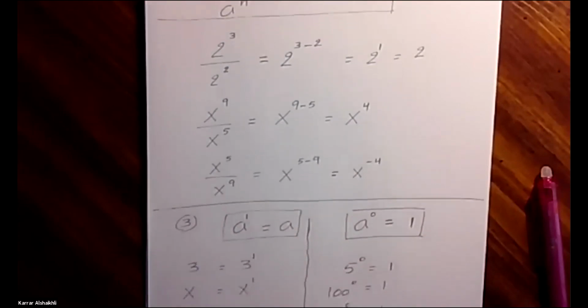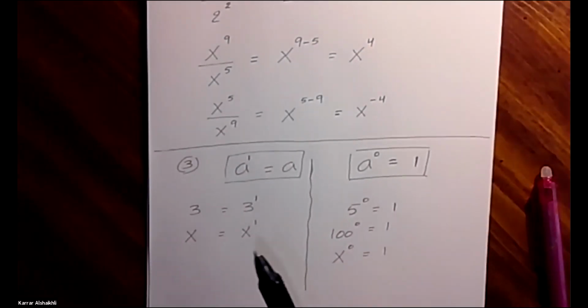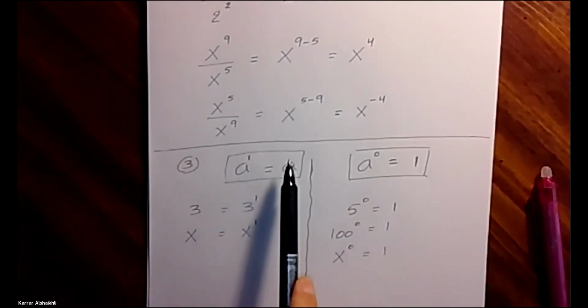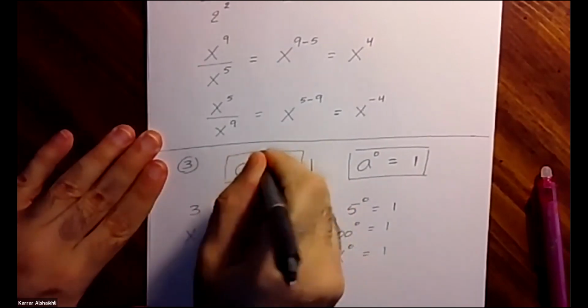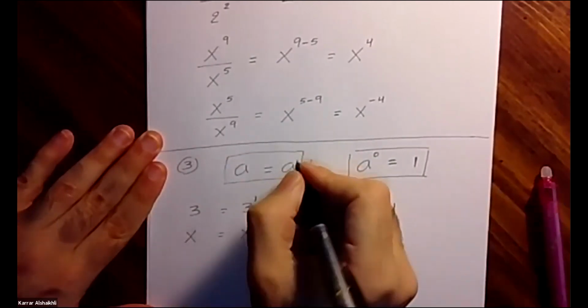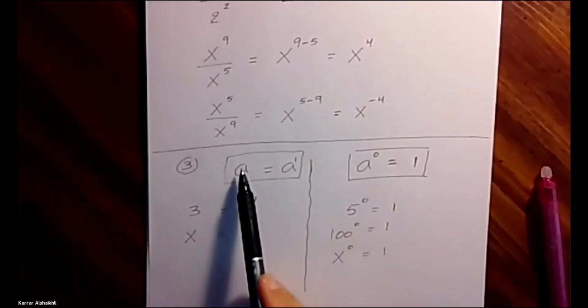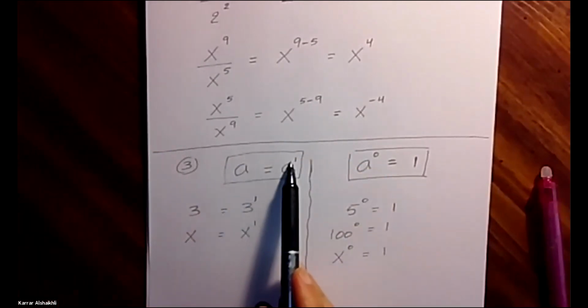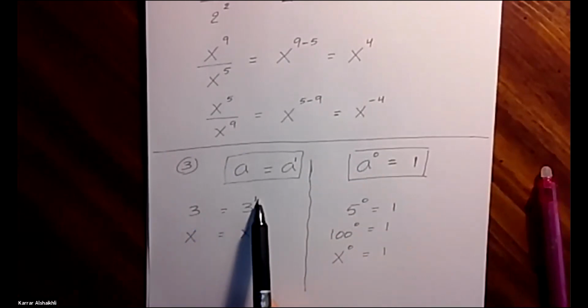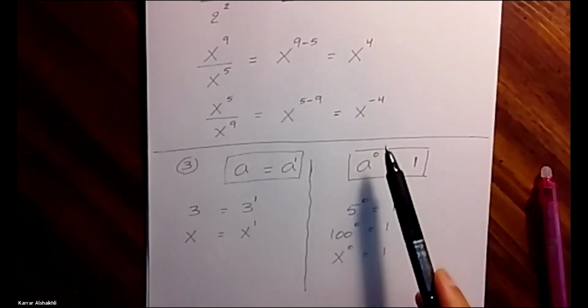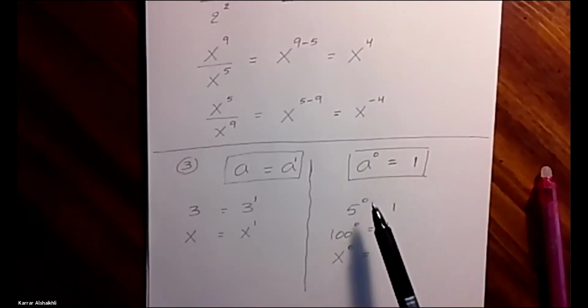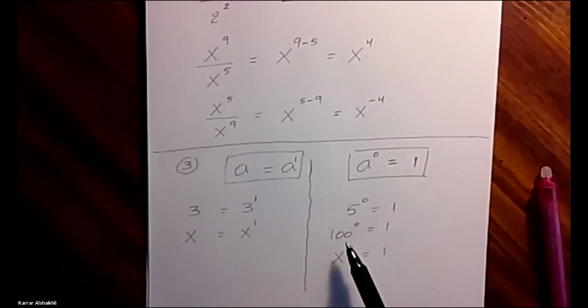Rule number 3 has 2 parts. Any number with no exponent means the exponent is 1. Like 3, the exponent is 1. x is the same thing, x to the exponent 1. Any number with exponent 0 equals 1. 5 to the exponent 0 equals 1. 100 to the exponent 0 equals 1. x to the exponent 0 equals 1. This is the third rule.